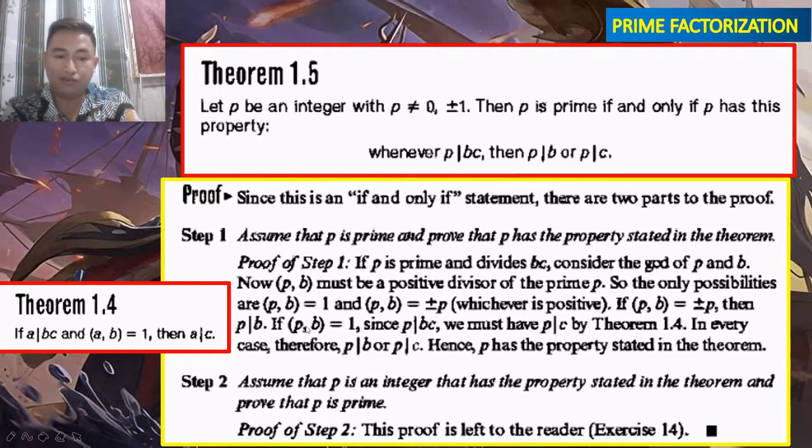Combine the two, so P divides C, because P is the new A there. Replace it with P. So P divides C by Theorem 1.4, which we did in class so that we can remember it. So in every case, P divides B or P divides C. Hence, P has the property stated in the theorem.